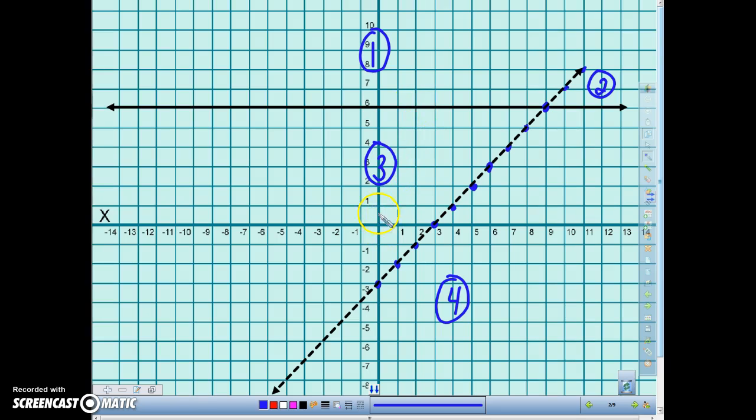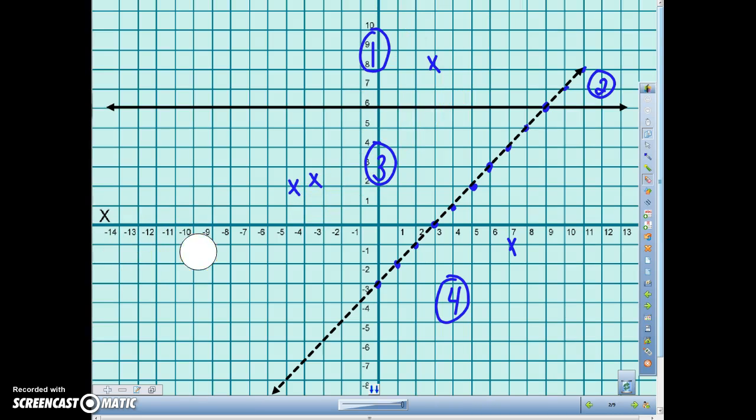If we test 0, 0, we get 0 is less than or equal to 6, which is true. So if we were just shading for that one line, we would be shading anywhere below, which would be areas 3 and 4. With the other line, when we plug in 0, 0, we get 0 is greater than negative 3. Well, that's again true. So if we were just shading for this line, the x minus 3 line, then we would be shading areas 1 and 3, because that's the stuff on the true side, the 0, 0 side.